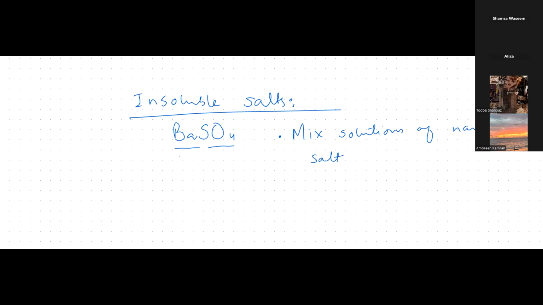I have modified this, and that's going to be the fact as well. For the first part of the salt, the cation part, just take its nitrate. Like it's barium, so take barium nitrate, because all nitrates are soluble. And for the second part, take a group 1 salt. Like sulfate, so you can take sodium sulfate or potassium sulfate. Let me know, did you understand till here, Eliza, Tuba and Ambreen?